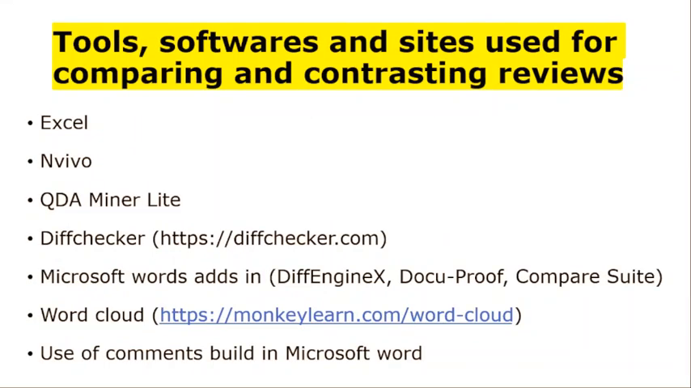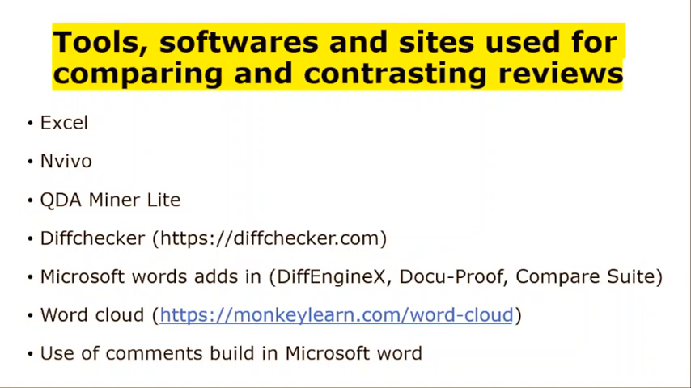Then two software and sites used for comparing and contrasting reviews. We have Excel. We can use Excel to compare. Let's say, for example, if author 1 said this, and author 2 also said this, you want to compare to know the differences and the similarities. You can use Excel to do that, and I've designed some, so I will share them with you. You can also use NVivo. NVivo is also a qualitative software for doing that. We also have QDA Miner, and all these things are qualitative software.